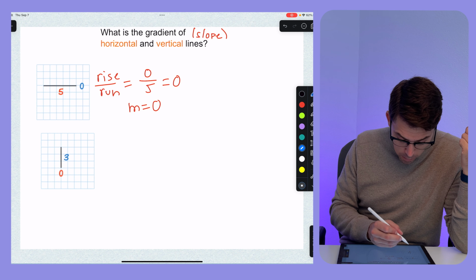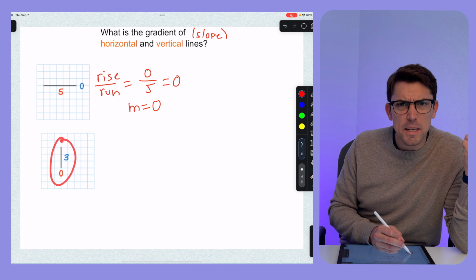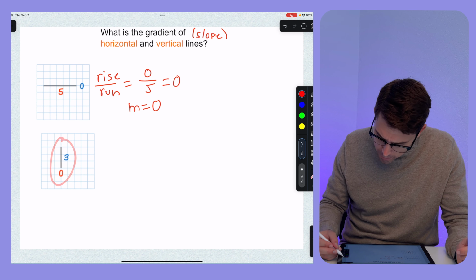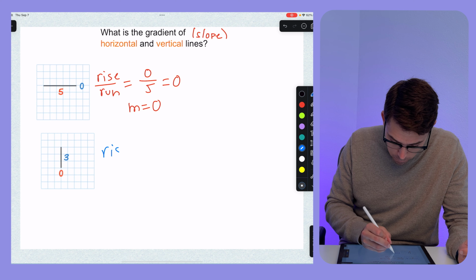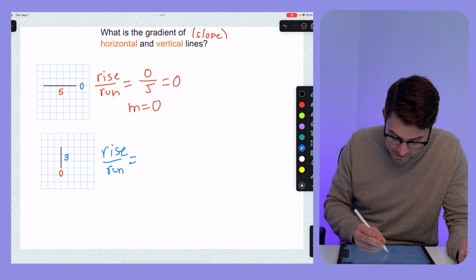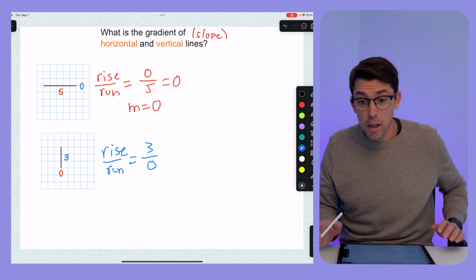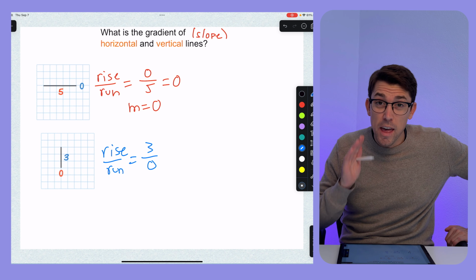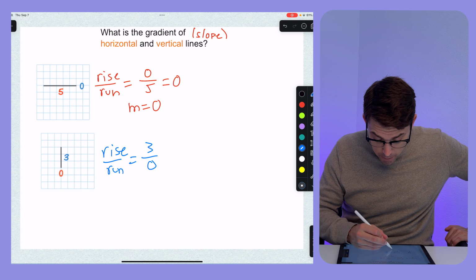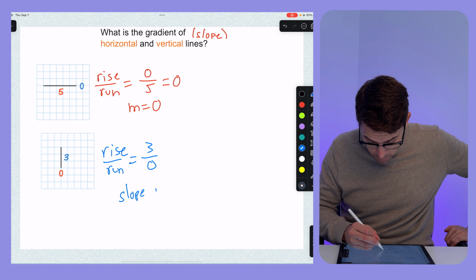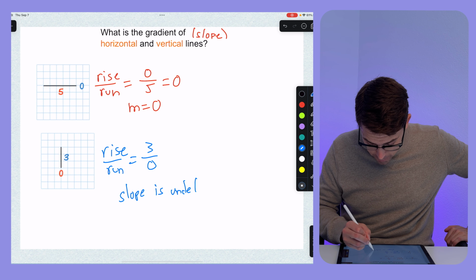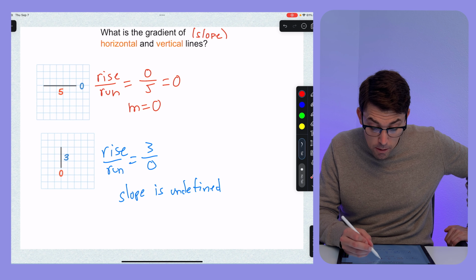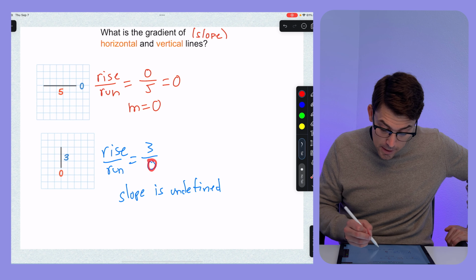But if I switched it to where I was rising by 3, but I don't have any lateral movement, I don't have any horizontal movement, then again, if I'm doing rise over run, my rise in this case is 3, my run in this case is 0. And this might be a little confusing, but remember that if you're ever dividing by 0, that is an undefined function. So I would actually say that the slope here is undefined. So again, if you ever have 0 in the top, your answer is going to be 0. If your 0 is in the bottom, it's going to be undefined.